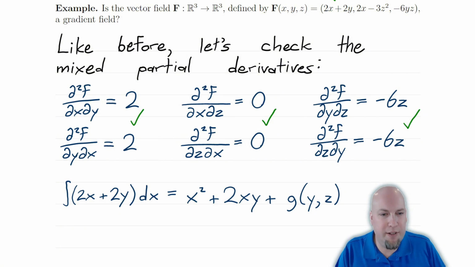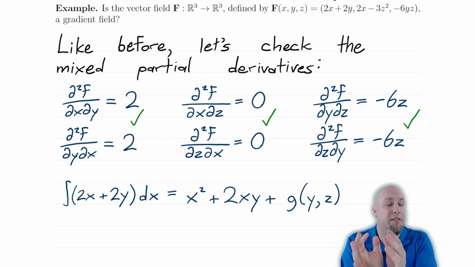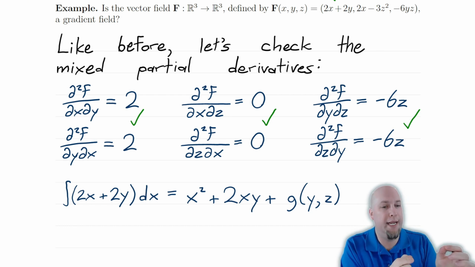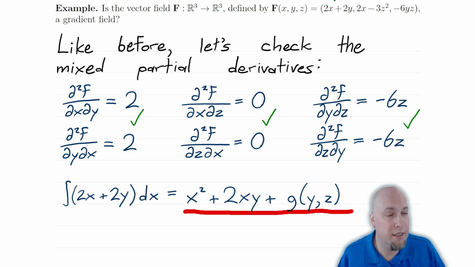If I'm doing an indefinite integral, I've got to add on a constant, and that's what this g of yz over here is. That's a constant as far as x is concerned, right? I'm not just going to add a plus c here, because it's a constant as far as x is concerned. It's allowed to depend on y and z. If I just say plus c over here, then I'm being too restrictive. So my potential function, if it exists, had better look something like this.